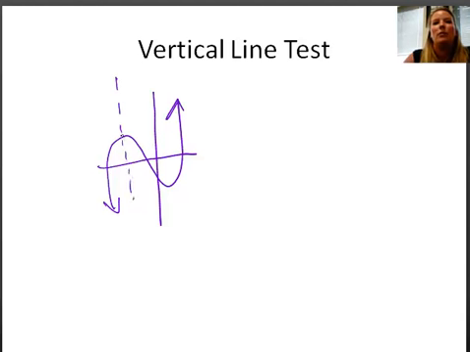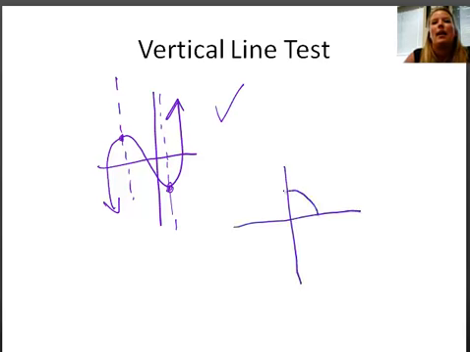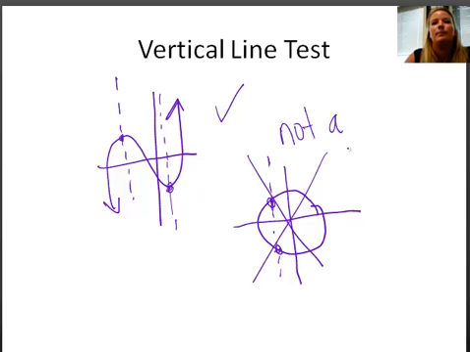Alright, I drew that line and only hit the function once, so that means at that point it's a function. If I draw it this way, it only hits the function once, so that makes it a function. In contrast, something that would not be a function, say we had a circle. Well, if I draw a vertical line, I've now hit that function at 2 different coordinates, meaning there's 2 different x values. So this is not a function.